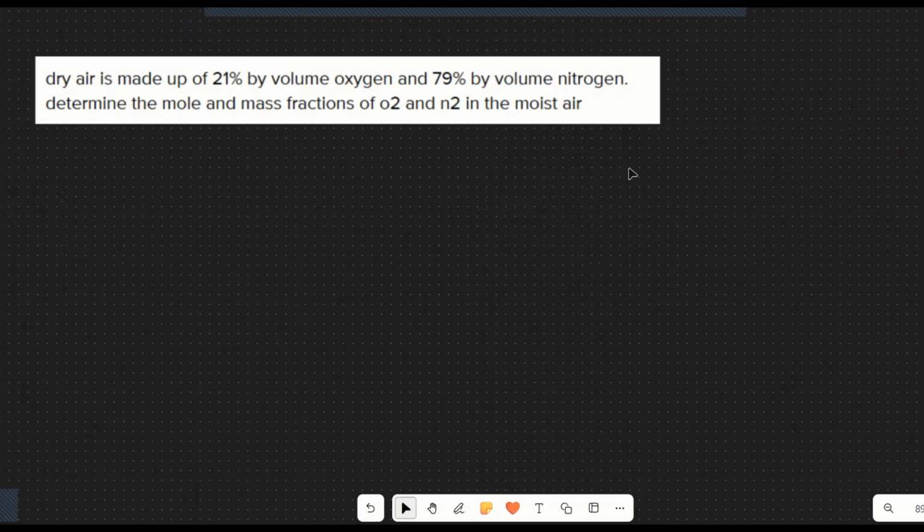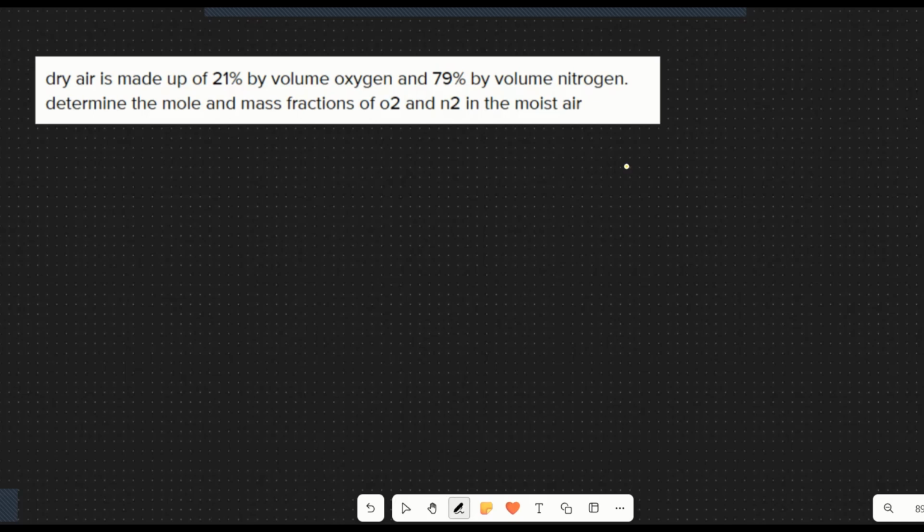Okay. In this problem, we're given that dry air is made up of 21% by volume oxygen and 79% by volume nitrogen. And we're asked to determine the mole and mass fractions of oxygen and nitrogen in the moist air. Okay, so we're going to revise another concept here, which is the equivalence of mole and volume fractions. And we're going to have to use the ideal gas law equation.